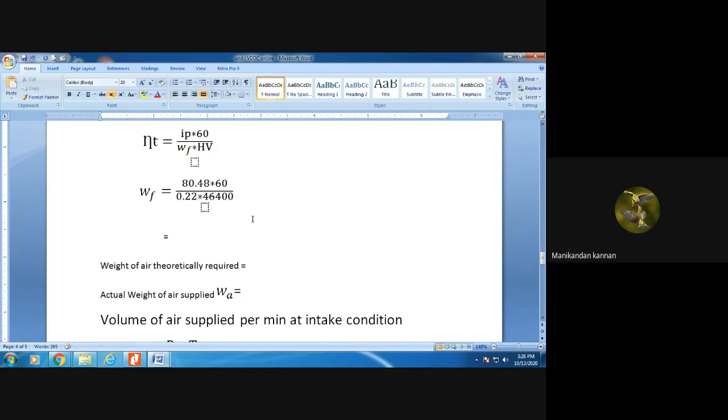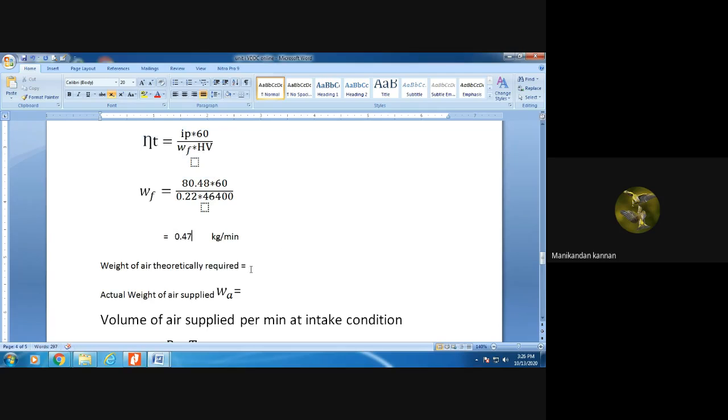In the previous problem we have seen this. Now, 0.47 kilogram per minute. See, why? 60 is there, no? So it is kilogram per minute. What is the answer? 0.47.